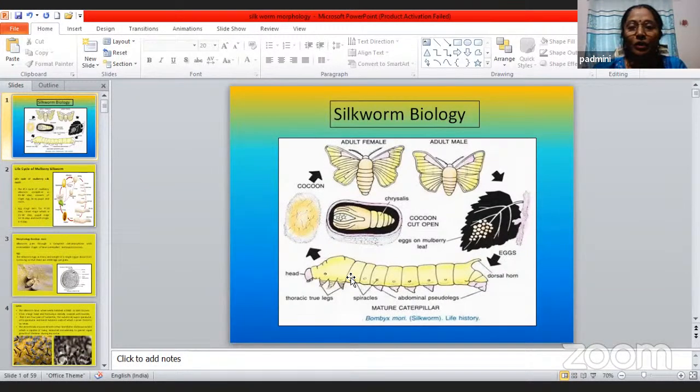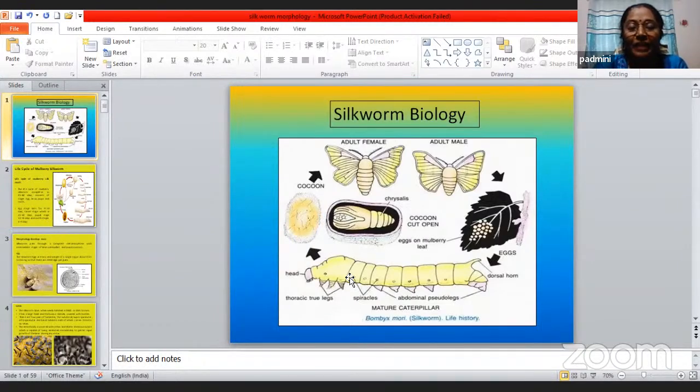Today we'll be talking about silkworm biology, that is the morphology part of it, what they are, then what are the different systems that they have in them, how they are going to help them, and of course not to forget the silk gland, which is most important because that is why we are culturing this silkworm, to produce the silk.